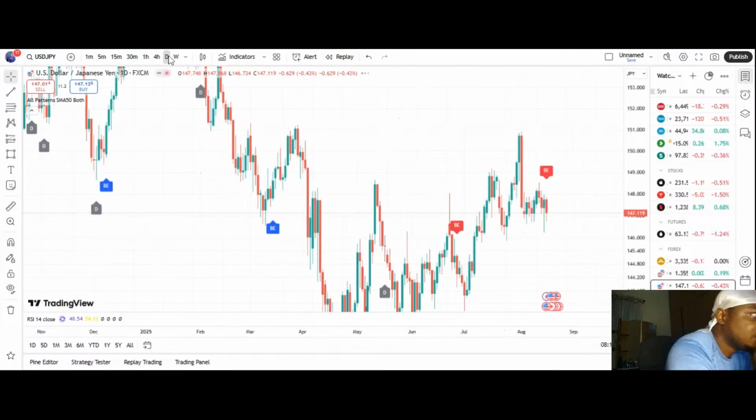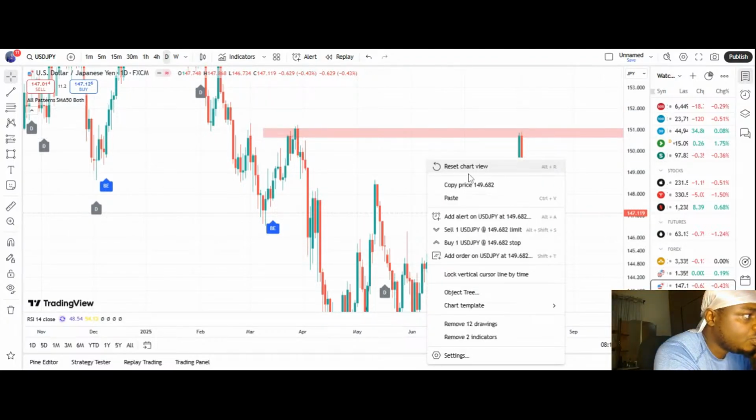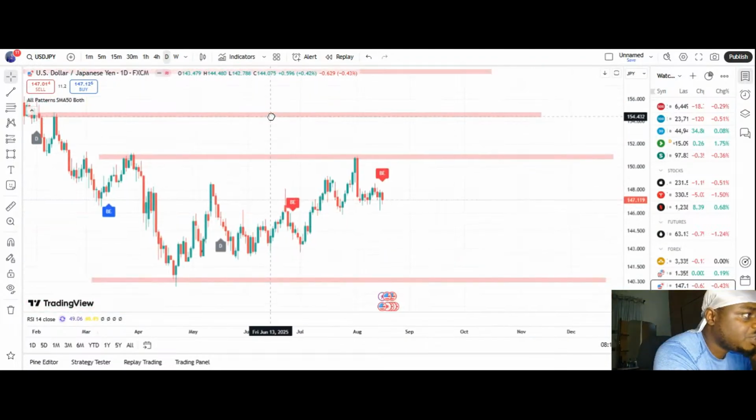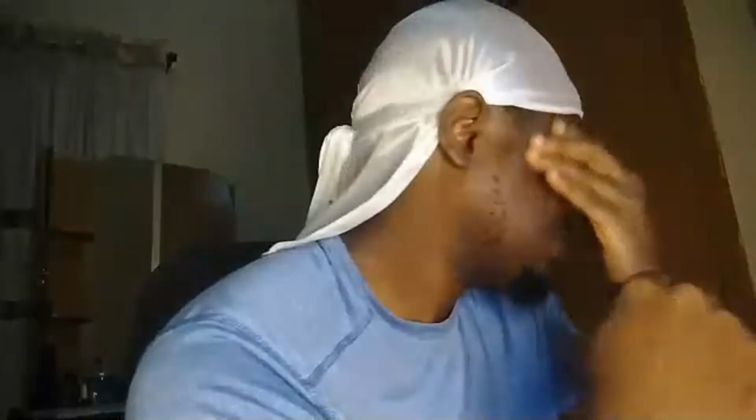Go to daily. Price is basically consolidating on the Euro USD. There's nothing special happening here. As a trader, I won't advise you to trade this setup right now because it's not giving any setup. There's nothing to trade here except if you just want to lose money. Trust me, you just want to lose money.